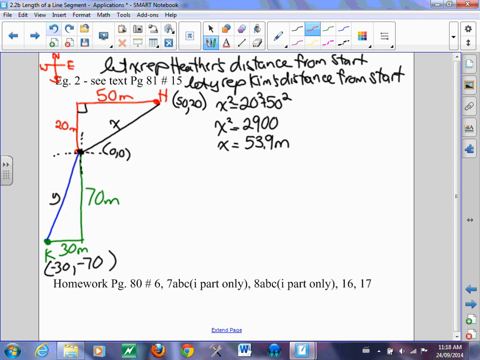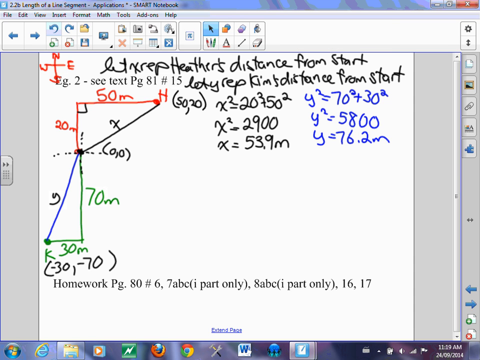Kim is, I'm just going to try color code it. So Kim is in blue. So we will say that Y squared equals 70 squared plus 30 squared. And the reason why I'm using the positive ones is because those distance length measurements can never be negative, right, guys? Okay, so plugging that in, we got Y squared equals 5800, and Y equals 76.2 meters.